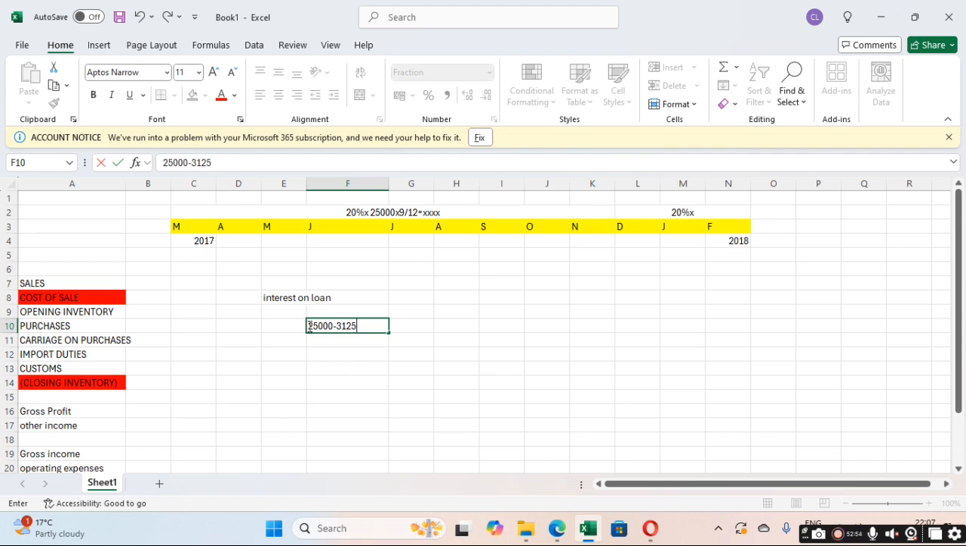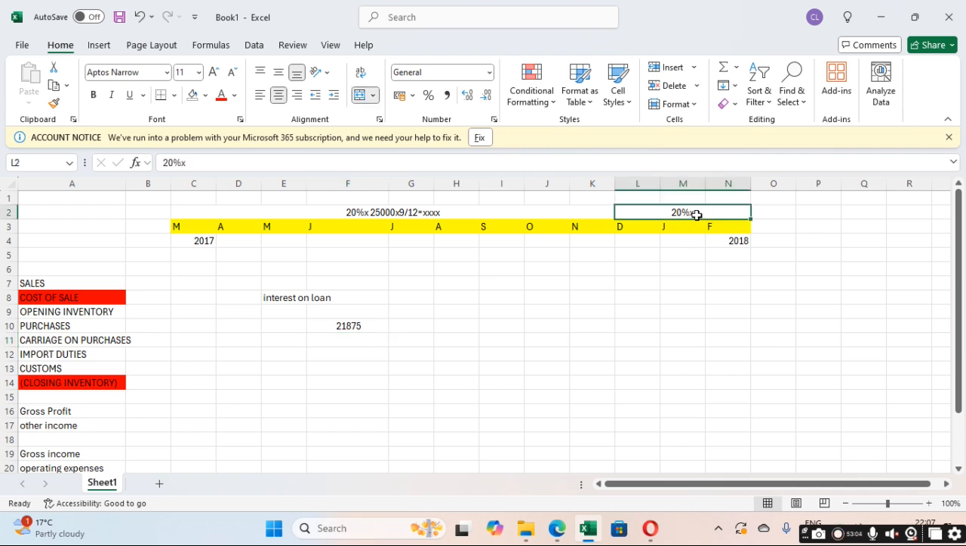And then when you minus that, you're going to get 21,875. So here, for the remaining 3 months, you'll be saying 20% times 21,875 times the number of months. Number of months again, 3 over 12. And then you're going to get your answer.